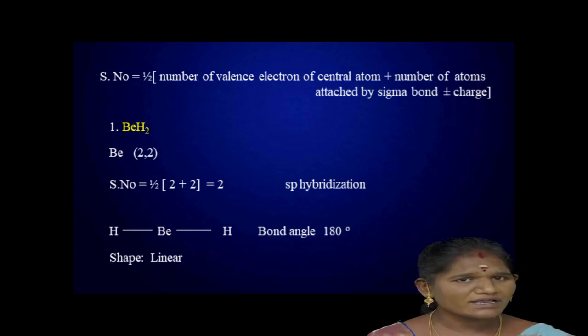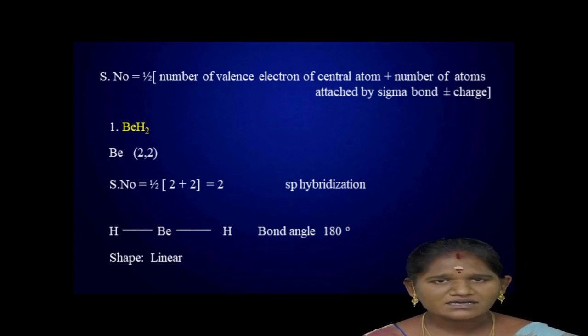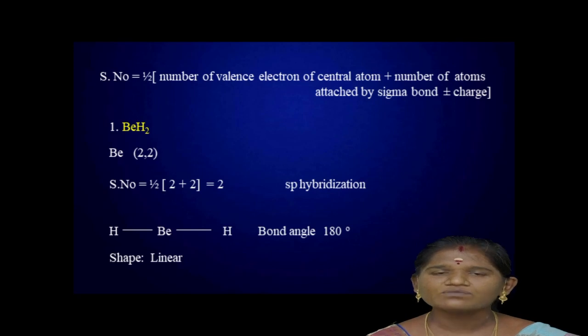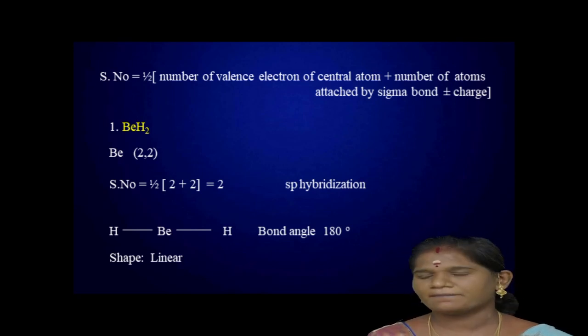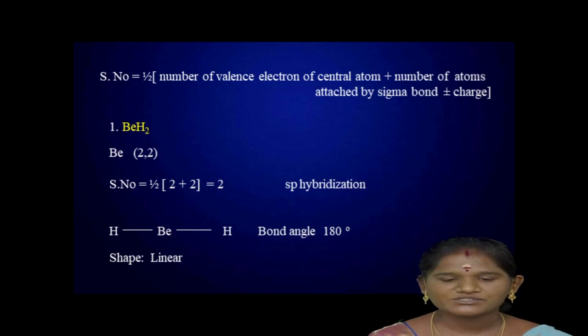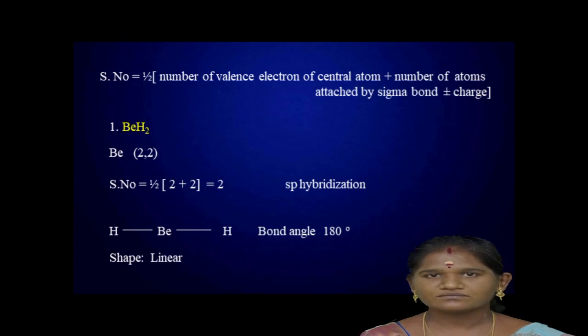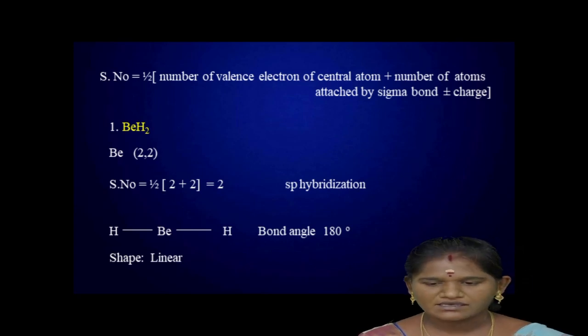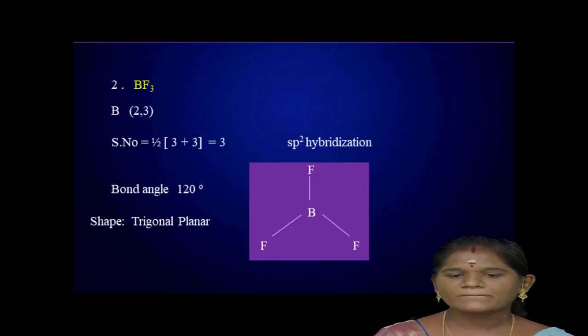What is bond angle? It is the angle between the two bonds. It's called the bond angle. And also we can predict the hybridization pattern. The hybridization of this beryllium hydride is sp. So we can see another example.